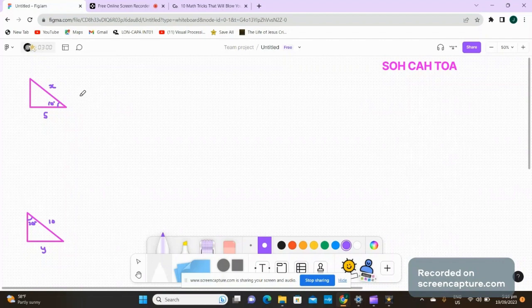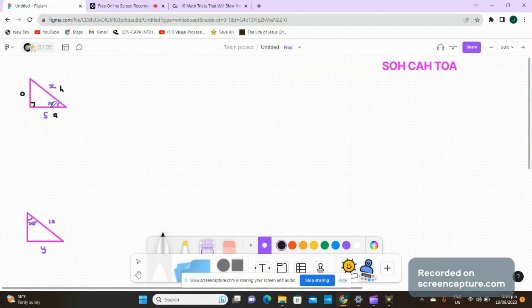For this first one, what I like to start off with doing is labeling our sides. We have the adjacent side, the opposite side, and the hypotenuse. The adjacent side always goes adjacent to the angle, so this is going to be our adjacent side. The opposite side goes opposite the angle. And the hypotenuse is the side opposite the 90 degree angle, so that's always our longest side, so I'll just write it there.